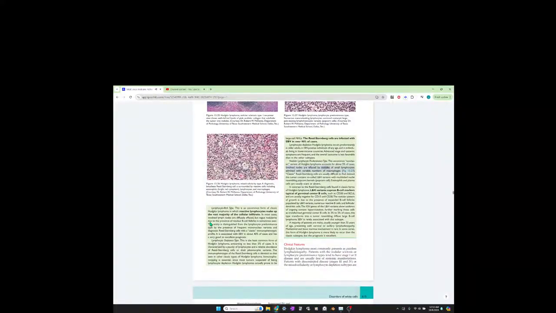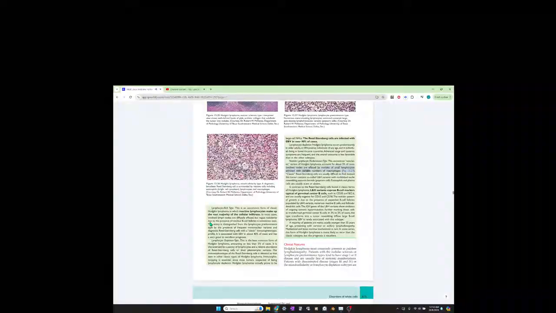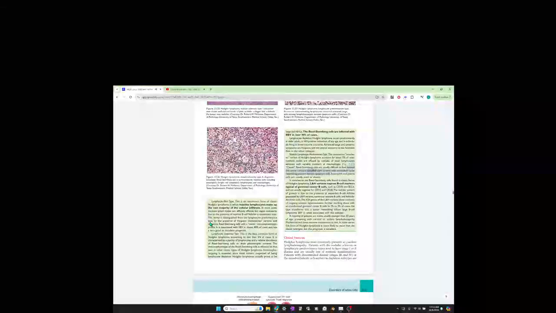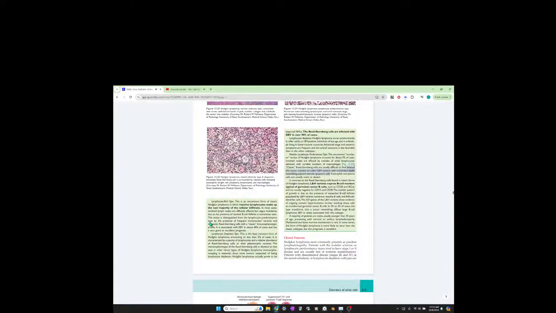Involved nodes are effaced by nodules of small lymphocytes admixed with variable numbers of macrophages. Classic Reed-Sternberg cells are usually difficult to find. Instead, this tumor contains so-called L&H variants with multi-lobed nuclei resembling popcorn kernels. Eosinophils and plasma cells are usually scant or absent, in contrast to the Reed-Sternberg cells found in classic forms of Hodgkin lymphoma. L&H variants express B-cell markers typical of germinal center B cells, such as CD20 and BCL6, and are usually negative for CD15 and CD30.